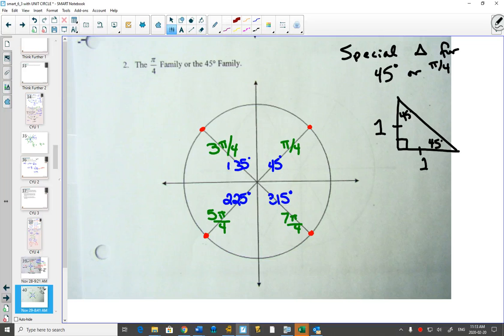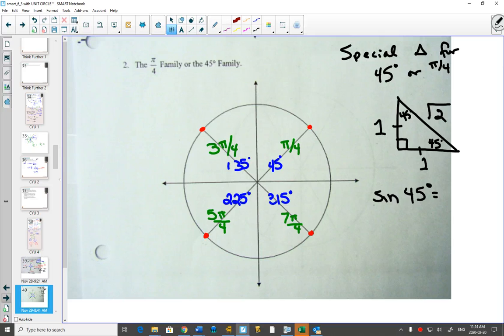And if this side is 1 and that side is 1, how do I figure out the other side? A squared plus b squared equals c squared. 1 squared plus 1 squared will be 2. This side would be the square root of 2. And so I was able to draw a triangle with 45 degrees, label sides, and I now know from this triangle, without a calculator, what sine of 45 degrees is.